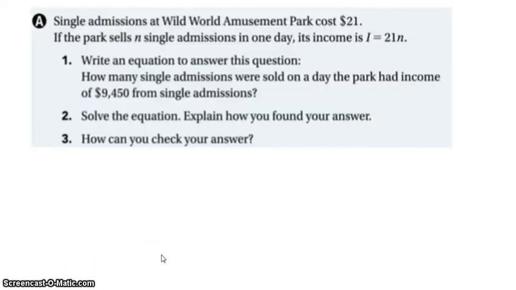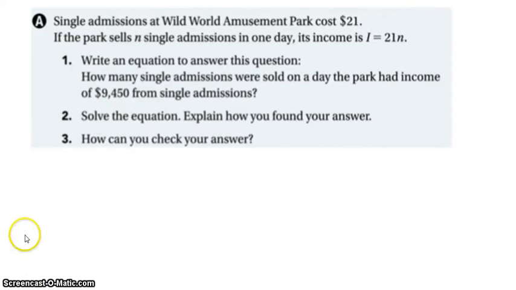Okay, so we are going to start off by looking at problem A from page 97 in our book. First thing we're going to do is read the problem and figure out what we're doing. It says a single admission at Wild World amusement park costs $21. If a park sells n single admissions in one day, then its income is I equals 21 times n. Write an equation to answer this question. How many single admissions were sold on a day where the park had an income of $9,450 from single admissions?